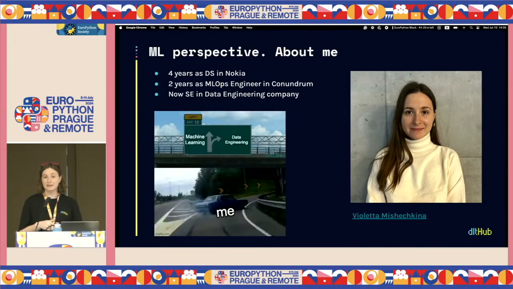A little bit about me. My name is Violetta. I started as a data scientist in Nokia R&D. I worked there for 4 years. Mostly I was training models, both classic ML and neural networks. Then I moved to MLOps engineering and worked on ML tools. And finally, half a year ago, I joined dltHub, which is a company working with data engineering.